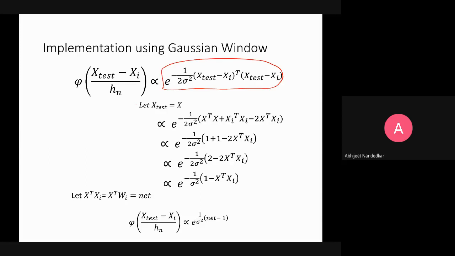Now let us write, instead of x test, just say x, so that it will be simplified further, and you expand this product. So this x test is input, xi stands for training pattern, ith training pattern. So we will take one example so that these things are more clear later. So if I expand this bracket, this will be the product.